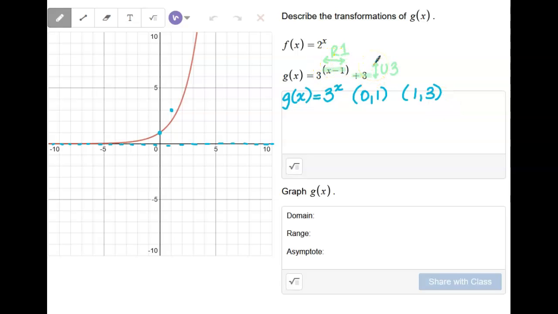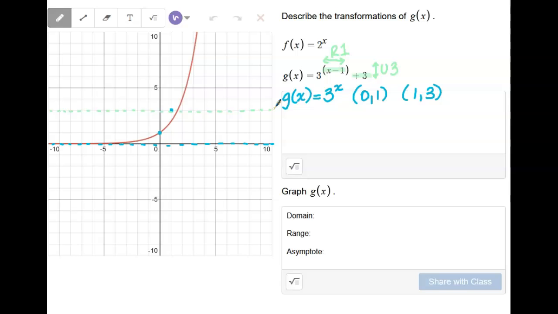So start with your asymptote. I always tell everybody to start with the asymptote, okay? So we're going to take this asymptote, this line right here, and we're going to take the whole thing and shift it up 1, 2, 3. So our new asymptote is going to be right here.